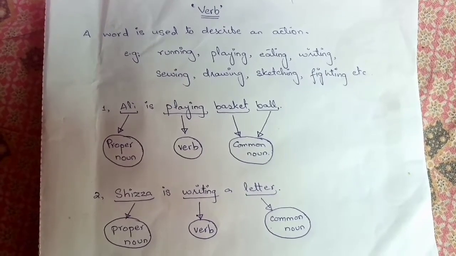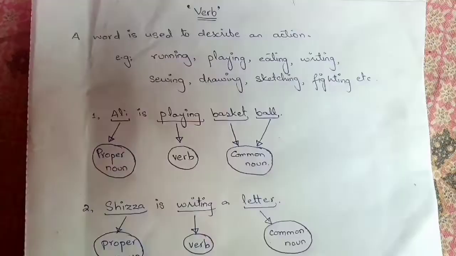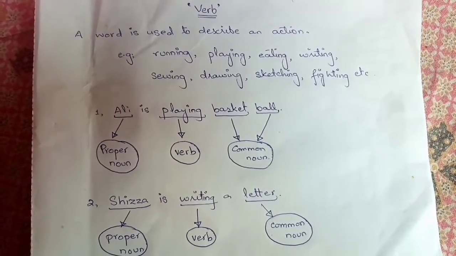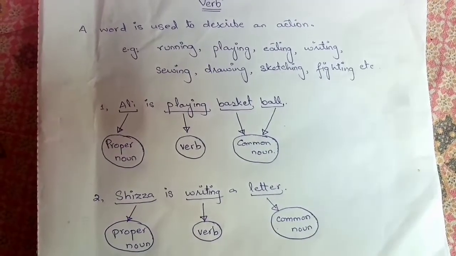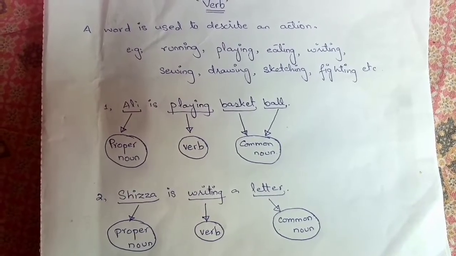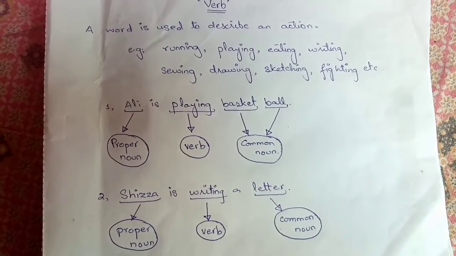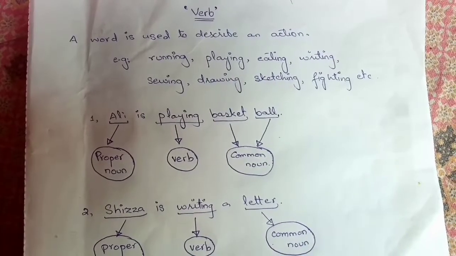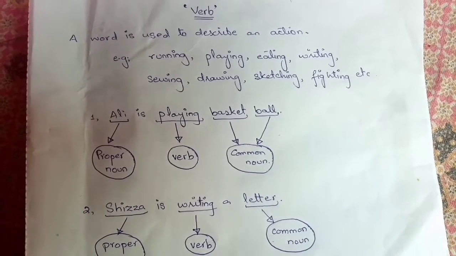So today we will learn about verbs along with examples and its types. So what is a verb? A verb is a part of speech that is used to describe an action. For example, running, playing, eating, writing, drawing, sketching, saving, fighting, etc. The work done or an action which is done by a particular person is called a verb.